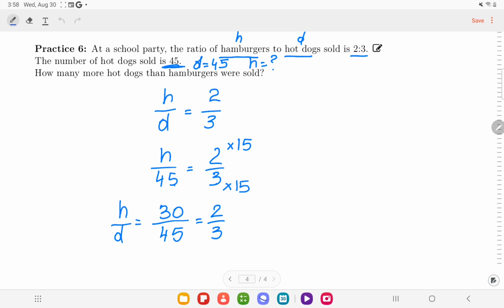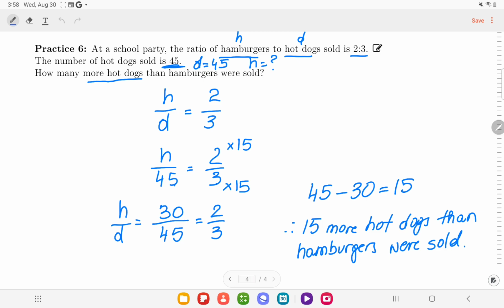There are 30 hamburgers sold, 45 hot dogs sold. How many more hot dogs than hamburgers were sold? We need to subtract hot dogs minus hamburgers to find how many more hot dogs were sold. 15 more hot dogs than hamburgers were sold.